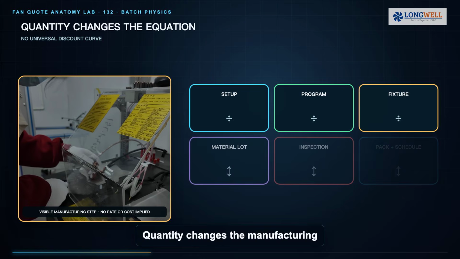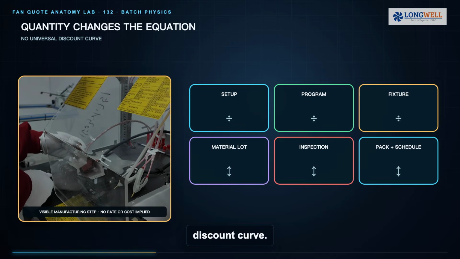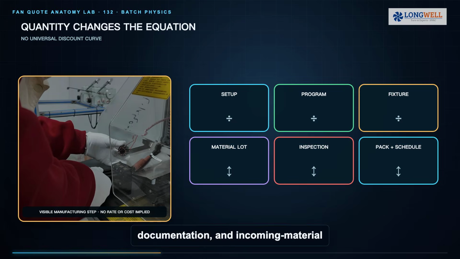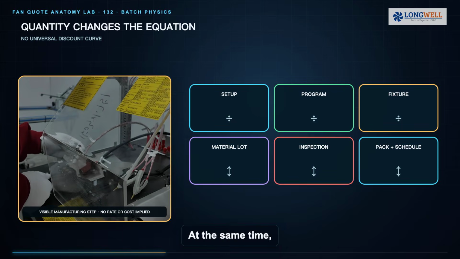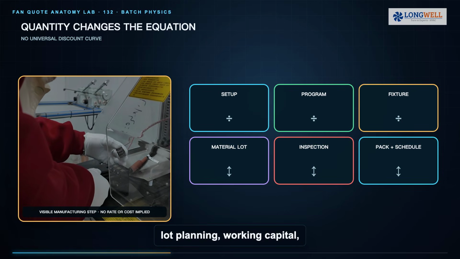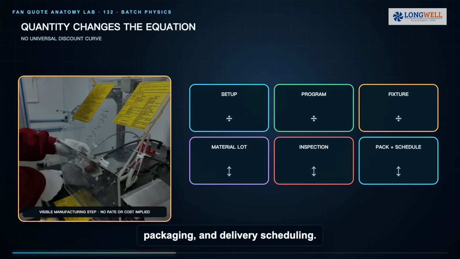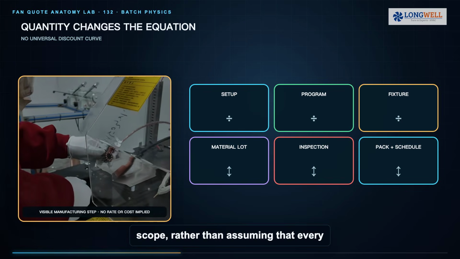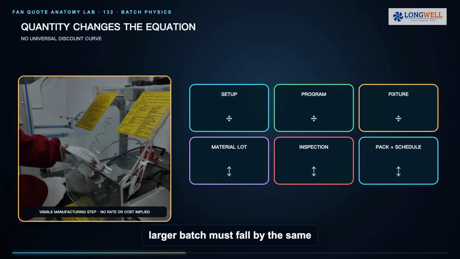Quantity changes the manufacturing equation, but not through one universal discount curve. A production run may spread setup, programming, fixtures, documentation, and incoming material handling across more units. At the same time, a larger order can require different lot planning, working capital, storage, inspection sampling, packaging, and delivery scheduling. Ask suppliers to state quantity breaks with the same specification and delivery scope, rather than assuming that every larger batch must fall by the same percentage.